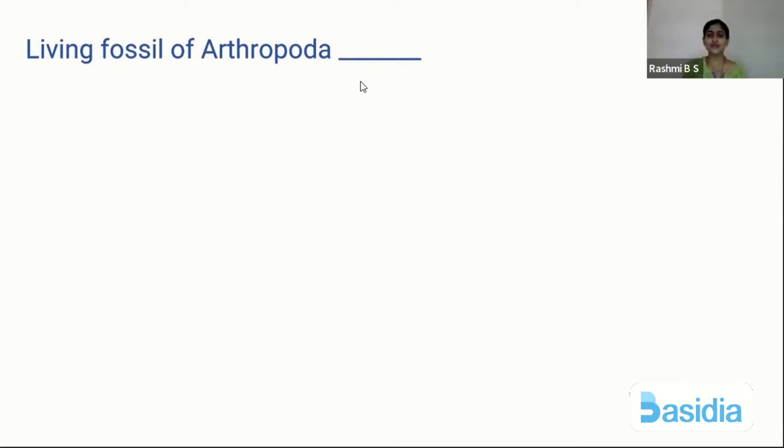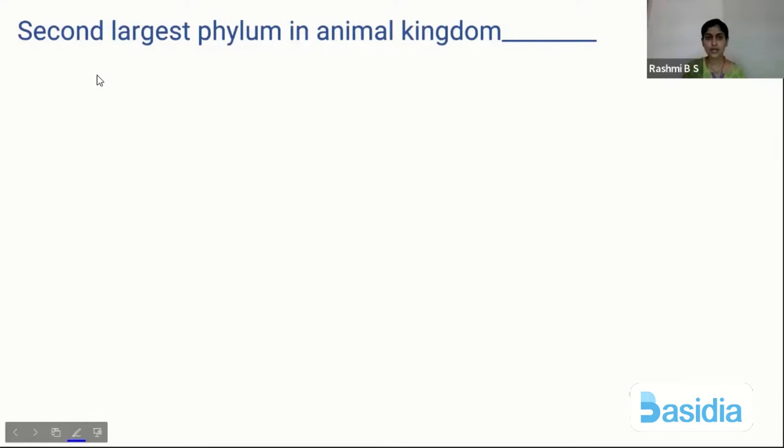Yes. So Limulus, king crab, is the living fossil. Very good. Living fossil of the arthropoda. Okay. Tell me, which is the second? Yes, king crab. Good, Pooja.